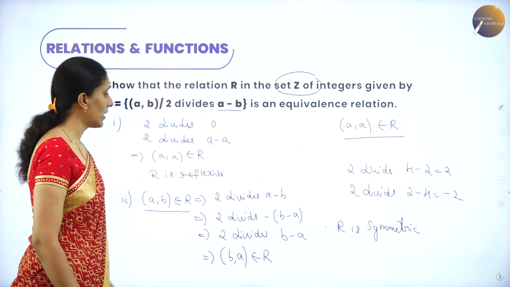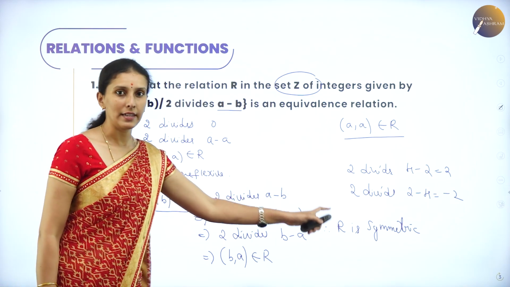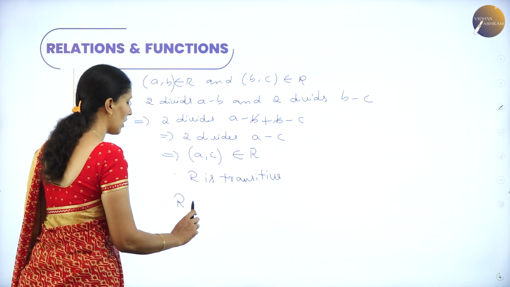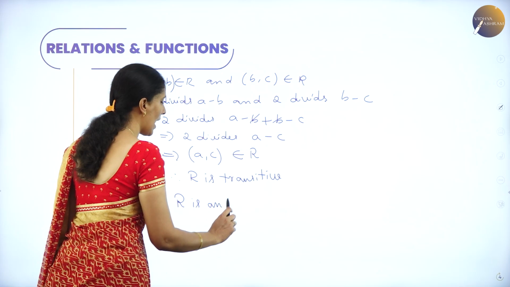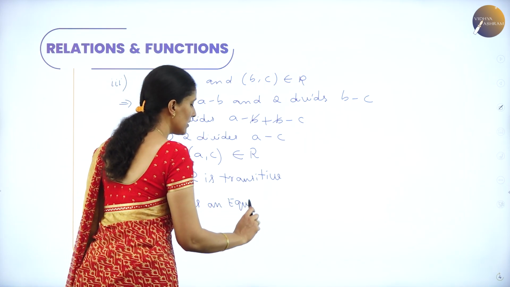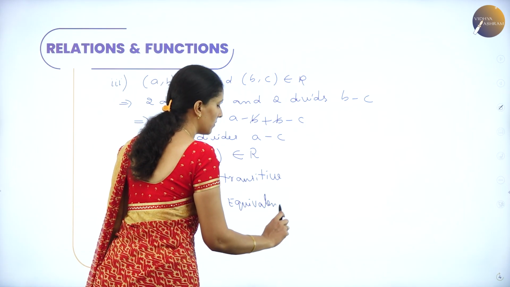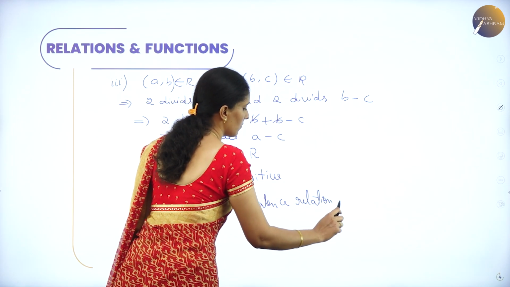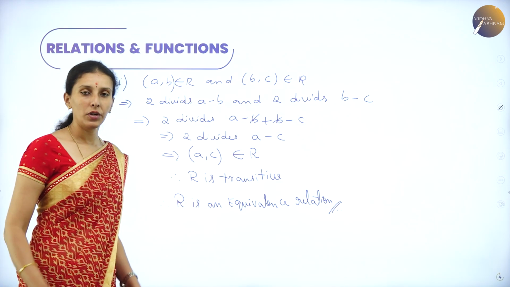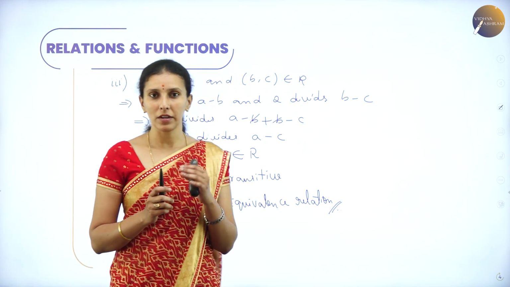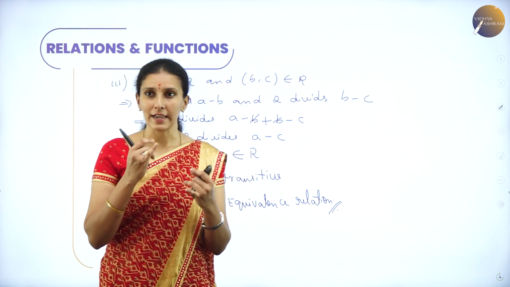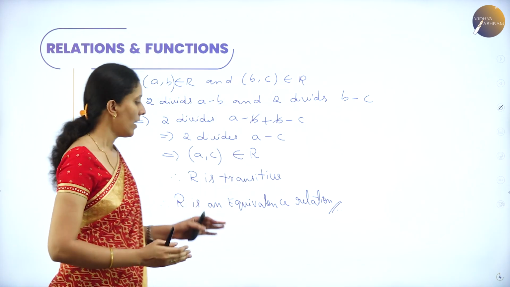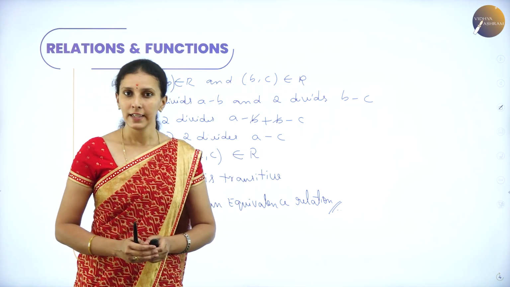So now we have R is reflexive, R is symmetric and R is transitive. So therefore, I can conclude R is an equivalence relation. The very important questions which will be asked for a 3 marks question: you have to show that R is reflexive, R is symmetric and R is transitive to prove that R is an equivalence relation.